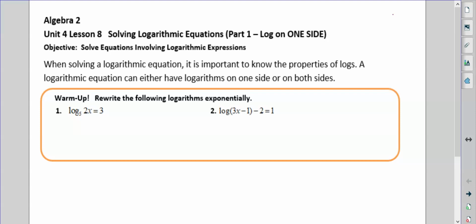All right, lesson 8, part 1. What about if we already have a log, but it's only on one side? Okay. Actually, it's very easy. It goes back to the very beginning. We're going to swish and flick.